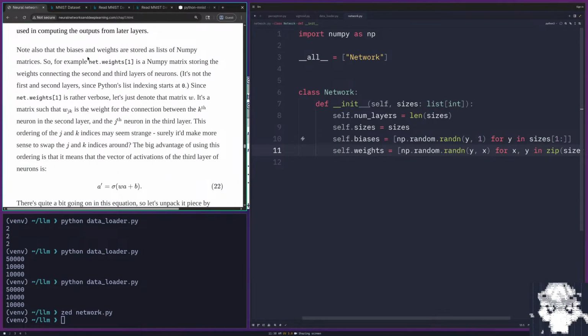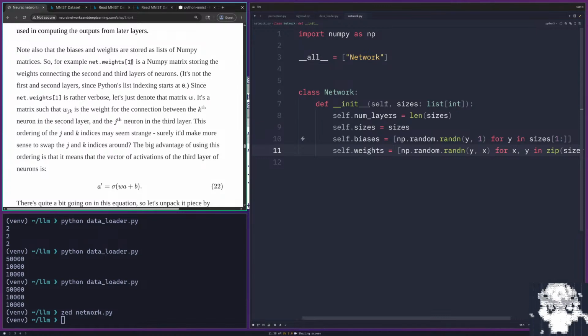Note also that the biases and weights are stored as lists of NumPy matrices. So for example, net.weights_1 is a NumPy matrix storing the weights connecting the second and third layers of neurons. It's not the first and second layers, since Python's list indexing starts at 0. Since net.weights_1 is rather verbose, let's just denote that matrix W. It's a matrix such that W_jk is the weight for the connection between the kth neuron in the second layer and the jth neuron in the third layer.